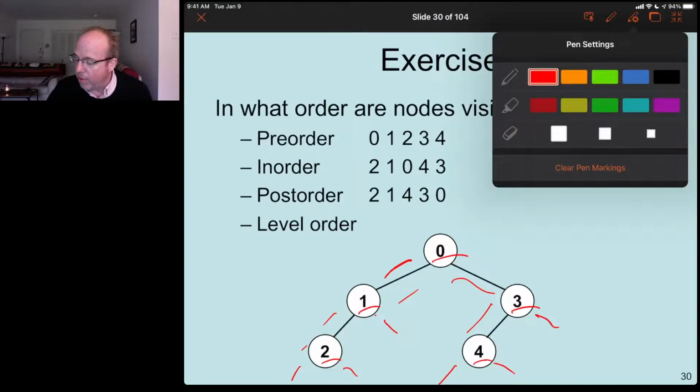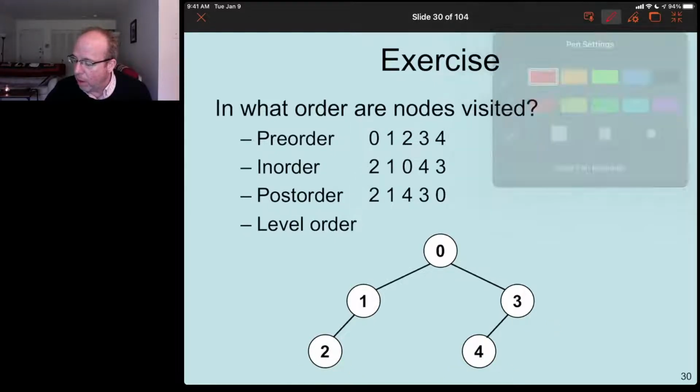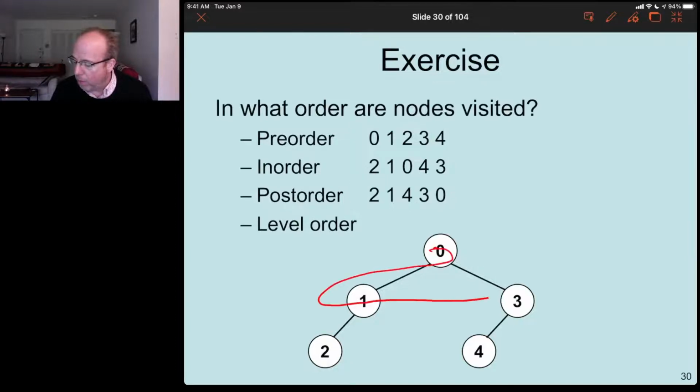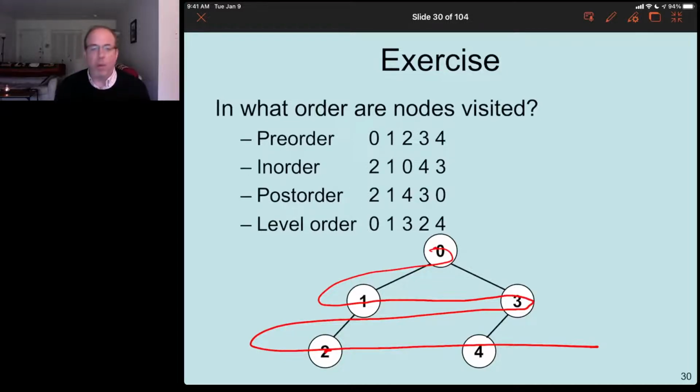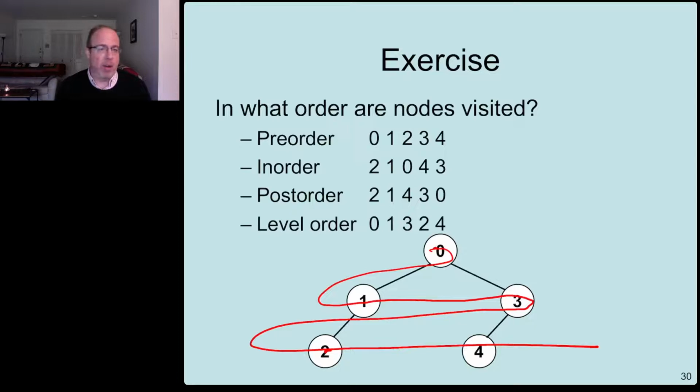And then level order. Level order is in some sense the easiest one, because for level order, we're just going to start at the root and then 1, 2, 3, 1, 3, and then 2, 4. So it's 0, 1, 3, 2, 4. Now, that's given a tree, you can compute its various traversals.